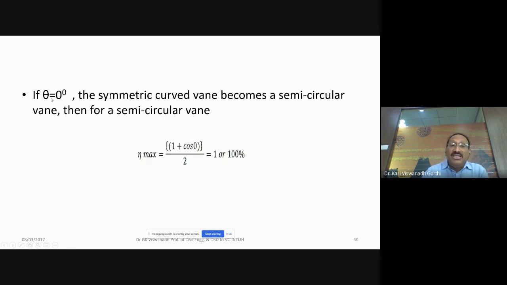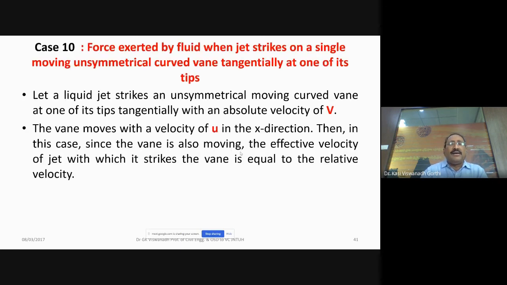But when theta is becoming 0, this is very interesting. When theta is becoming 0, the symmetrical curved vane becomes a semicircular vane, half circle. So if you provide a semicircular vane, then what would be the maximum efficiency? The maximum efficiency will be 1 plus cos theta by 2, becomes 1 plus cos 0 by 2. Cos 0 is 1, 1 plus 1 by 2, or 2 by 2, or it is 100%. The maximum efficiency becomes 100% when you have a series of symmetrical curved vanes mounted on a wheel. This is a more practical case to achieve the highest hydraulic efficiency.